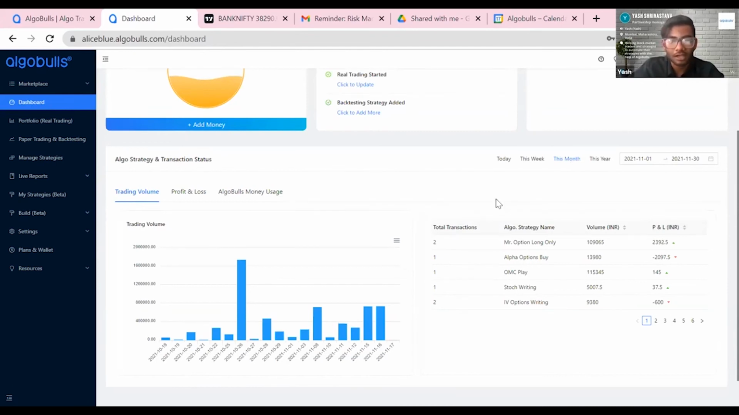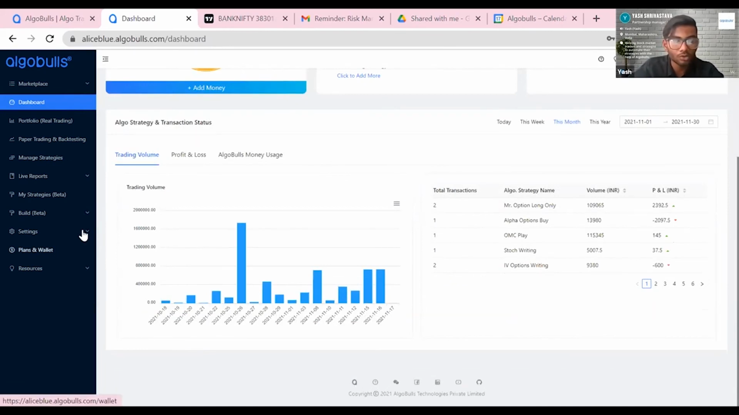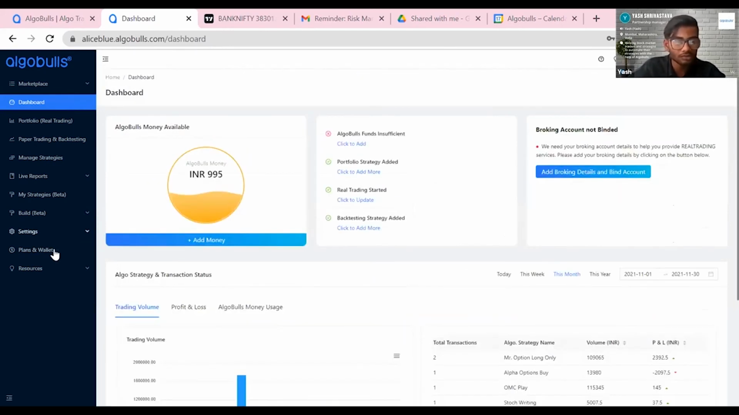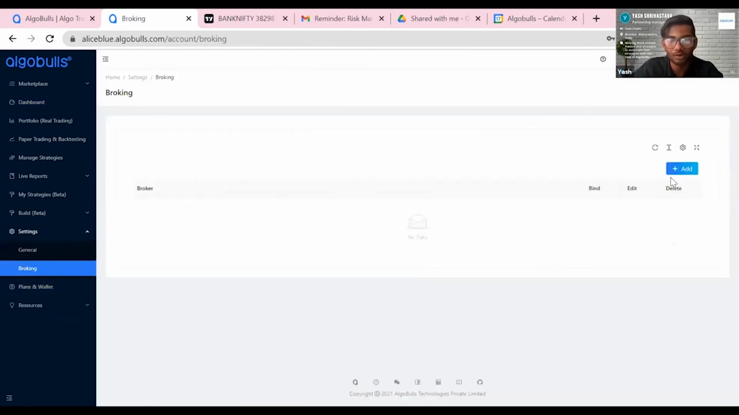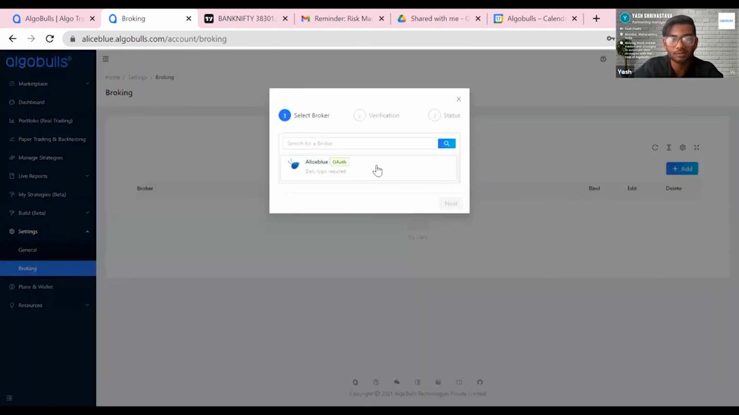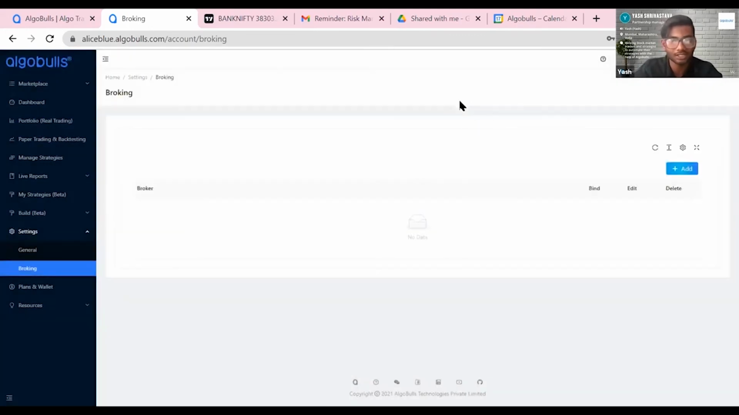Apart from that, I'll show you how you can start everything. You can go to plans. Firstly, in case you haven't connected your broker, you can go over here and connect the broker account of your choice, which is the Alice Blue broker. You can sign in with OAuth authentication by typing in your username and password, and the broker would be authenticated.